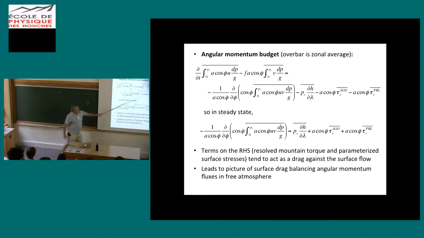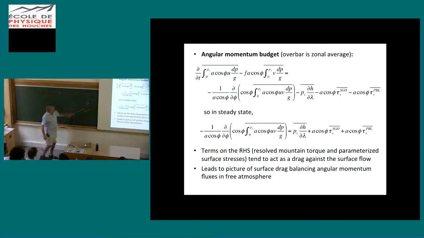So you can think of the right-hand side as being all the torques, and the left-hand side as being the tendency either of the relative component of the angular momentum or the planetary part of the angular momentum, which, as I say, has to do with the mass distribution, or the surface pressure distribution equivalently.